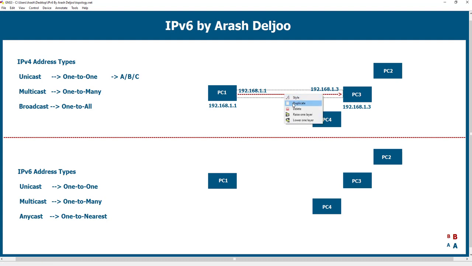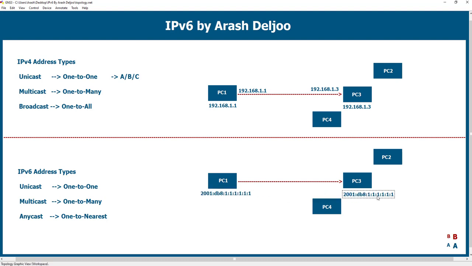For example, when you send traffic from PC1 to PC3, assume that the IP address of PC1 is 2001:DB8:1:1:1:1:1, and PC3's IP address is the same with, for example, a 3 at the end. A packet is sent from PC1, with its IPv6 address as the source, to the IP address of PC3 as the destination. This is a unicast packet and a unicast communication.